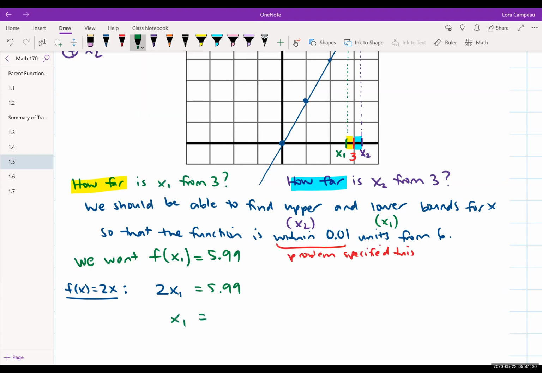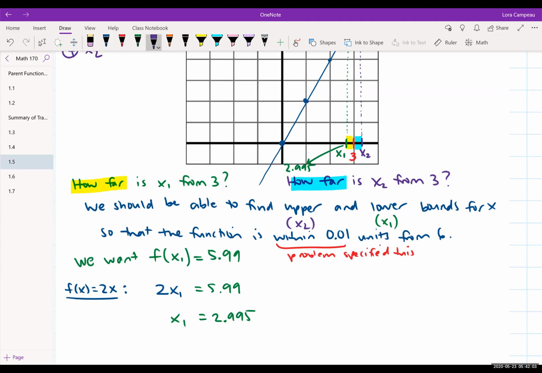You can pull up your TI if we want to. 5.99 divided by 2 is 2.995. You can verify with me if you'd like. And so we do now have a value for that x1. That x1 is 2.995.